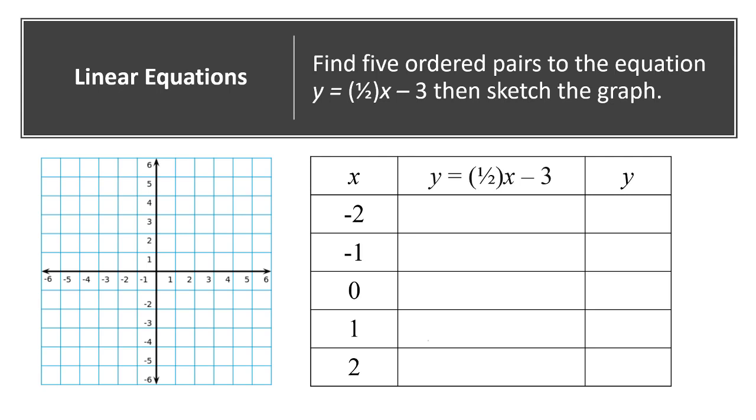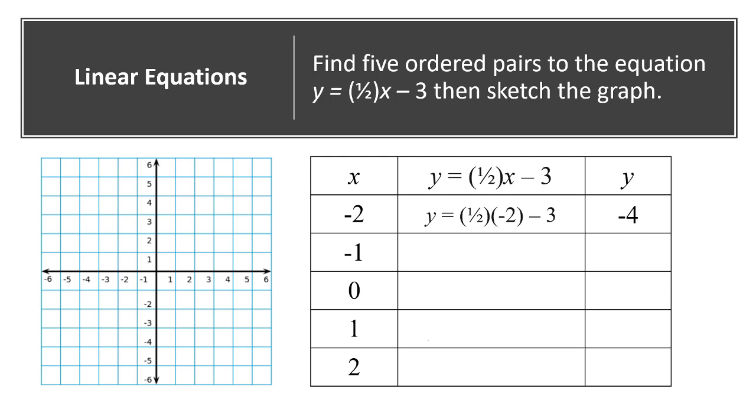So we're given a table of values. The x values have been picked for us: -2, -1, 0, 1, and 2. To get the corresponding y values, we substitute the given x in the equation and follow the order of operations to get y. So for -2 we have y equals 1/2 times -2 minus 3. 1/2 times -2 is -1. -1 minus 3 is -4. So our ordered pair is (-2, -4).